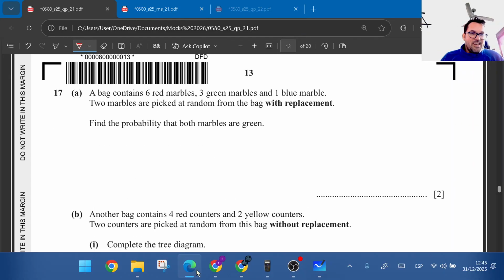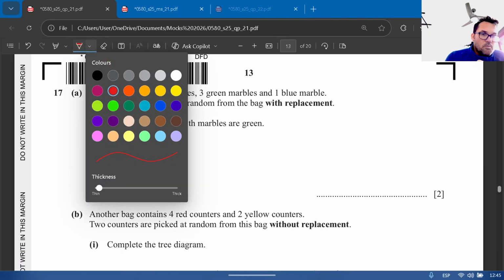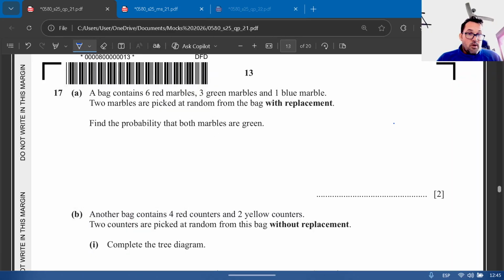Moving on to question 17, some wonderful probability. A bag contains 6 red, 3 green, and 1 blue marble, right? So that will be a total of 11 marbles. 2 marbles are picked at random from the bag with replacement. That's some bold. It means they take them out, they put them back. Find the probability that both marbles are green.